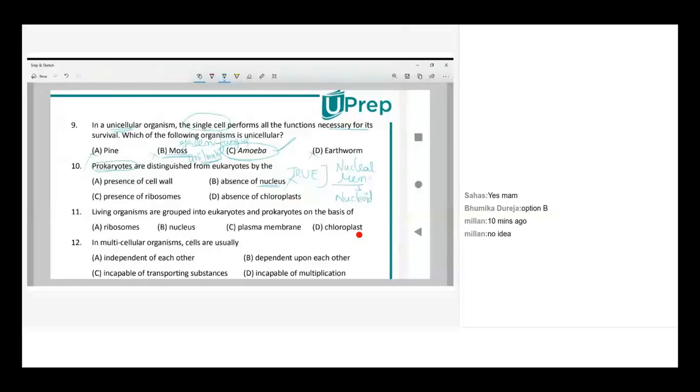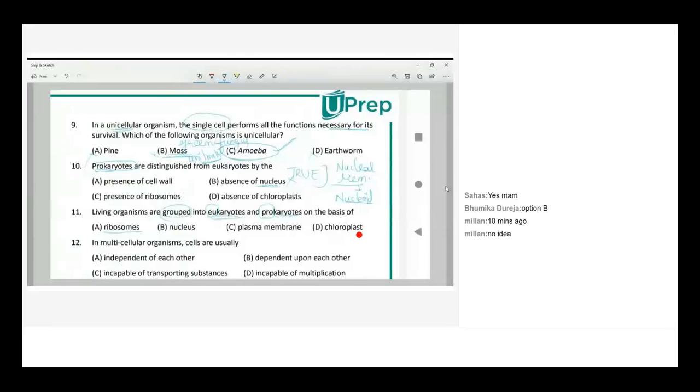When assertion or reason questions are given, prokaryotes don't have a nucleus. How can you justify the statement? So nucleoid is there. Absence of nucleus means true nucleus is absent. So option B is the correct answer. Then go for the 11th one.